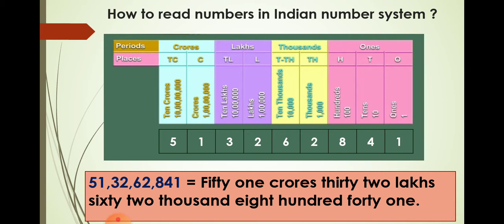So to place comma, you have to follow a very basic rule. That is, we put comma after each period gets over. When ones period gets over, we place comma. When thousand period gets over, we place comma. When lakh period gets over, we place comma.